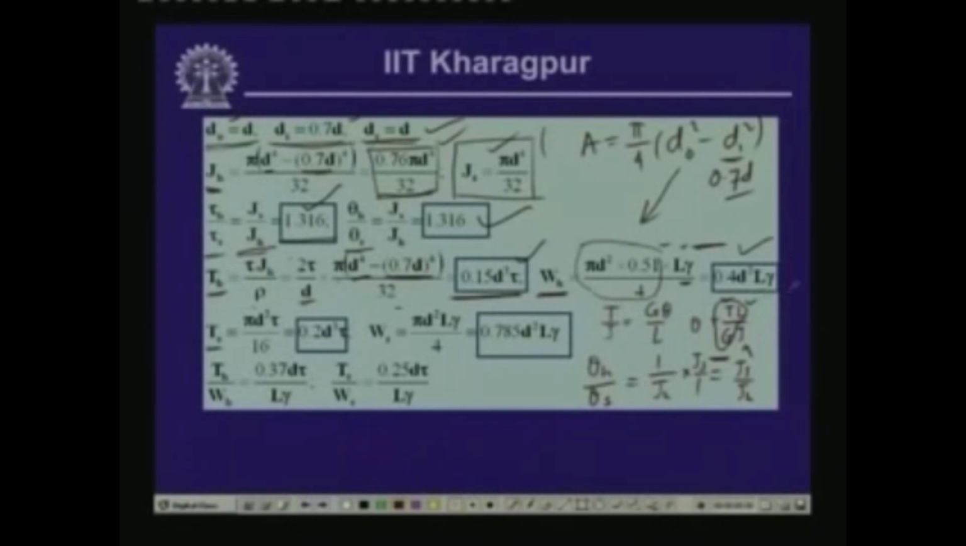This is the weight. Subsequently, the twisting moment that can be carried by the solid shaft is equal to, again, T by J equals tau by rho.